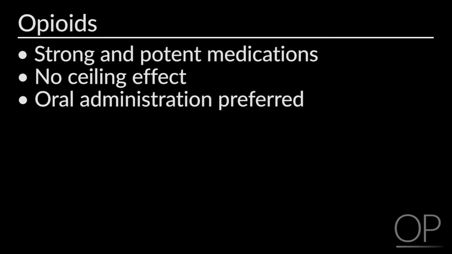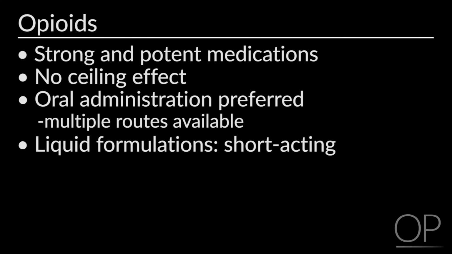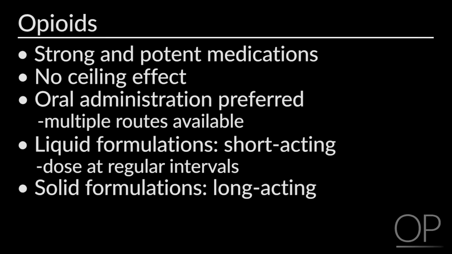Typically, the oral route is going to be preferred, although there are multiple routes of administration available. For the most part, for young pediatric patients who are limited to liquid formulations, short-acting opioids are going to be the main thing. So you're going to be dosing those according to that schedule like we talked about. For patients who can swallow pills, there are long-acting formulations available of morphine and oxycodone under such brand names as MS Contin, OxyContin, Kadian, or other brand names.